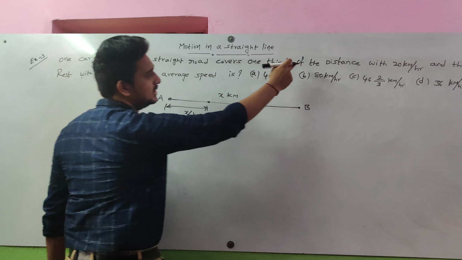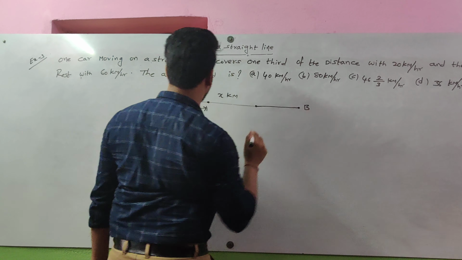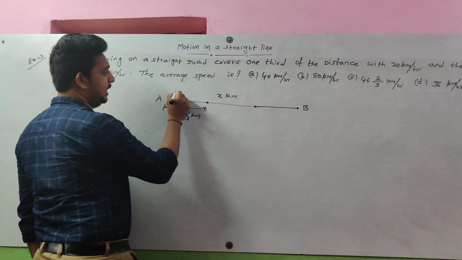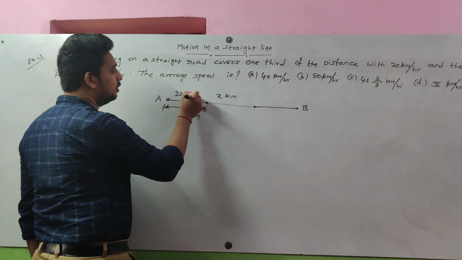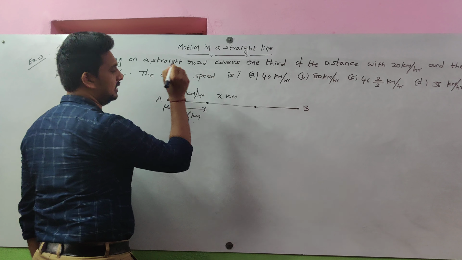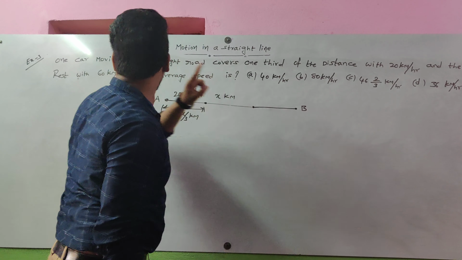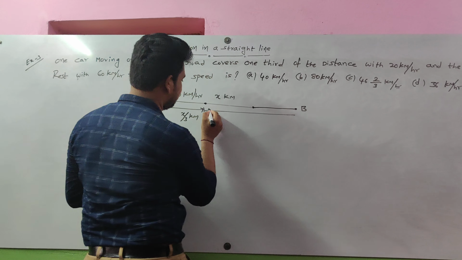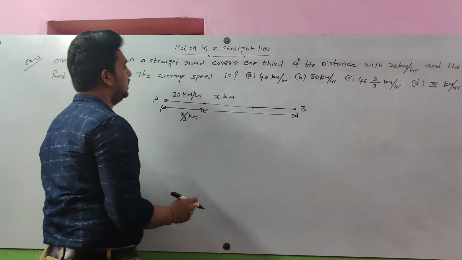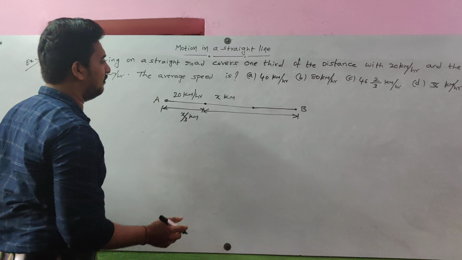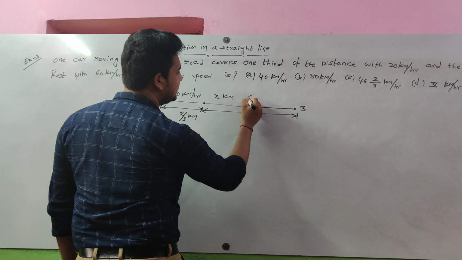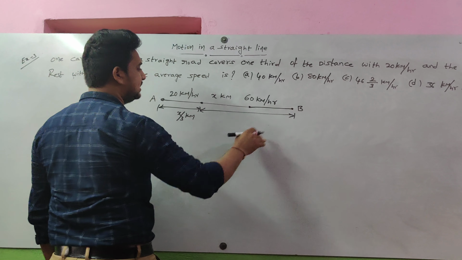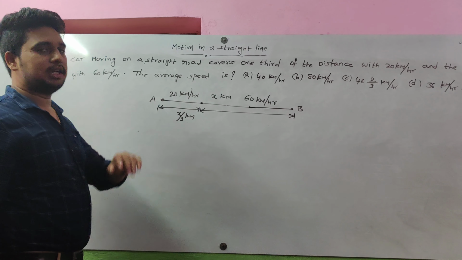It covers 1/3 of the distance with a speed of 20 kilometers per hour. That means x by 3 kilometers is covered at a speed of 20 kilometers per hour. And the rest, the remaining part of the total distance, is covered with a speed of 60 kilometers per hour.